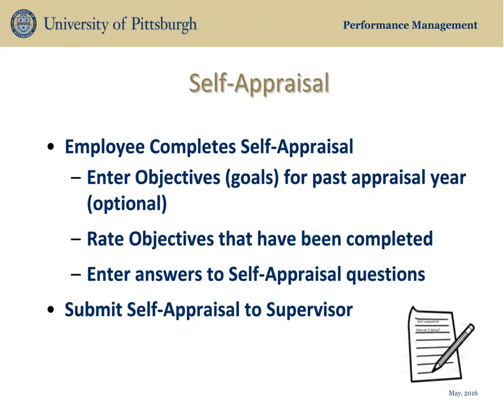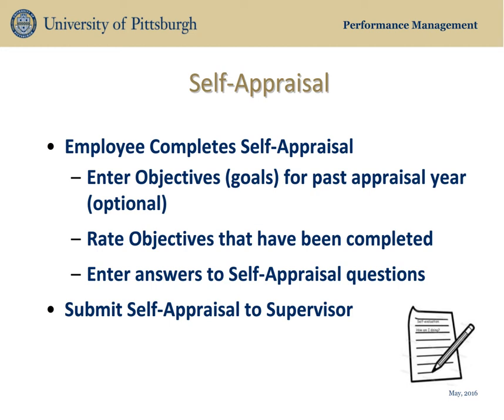In this demo, we will look at the employee self-appraisal process. The performance management tool can be used during the performance year to set and track objectives or goals. At the end of the performance year, the objectives results can be rated by the employee as part of the self-appraisal or by the supervisor as part of the main appraisal.